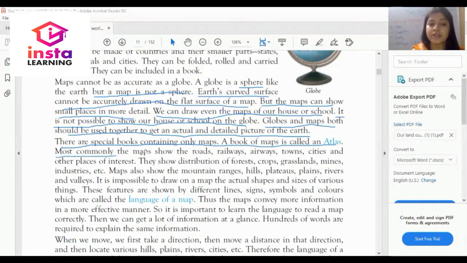Most commonly, maps show the roads, railways, airways, towns, cities, and other places of interest. They show the distribution of forests, crops, grassland, mines, and industries. Maps also show the mountain ranges, hills, plateaus, plains, rivers and valleys.